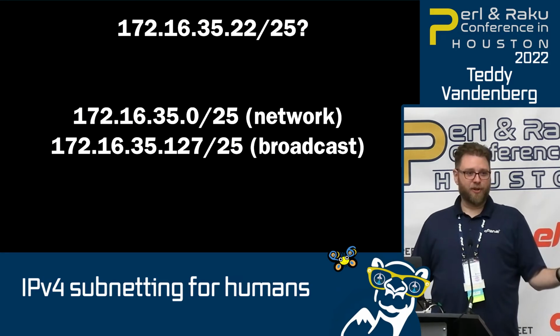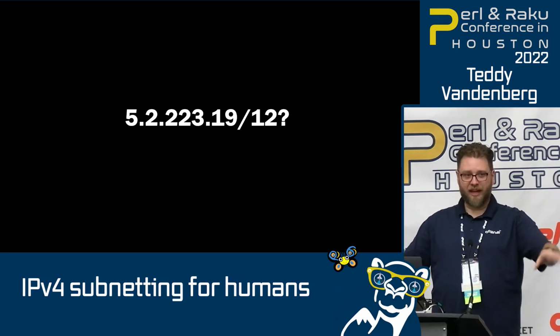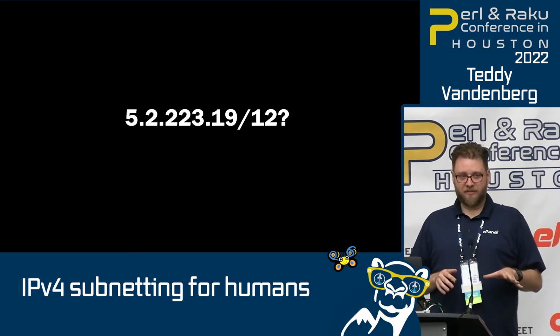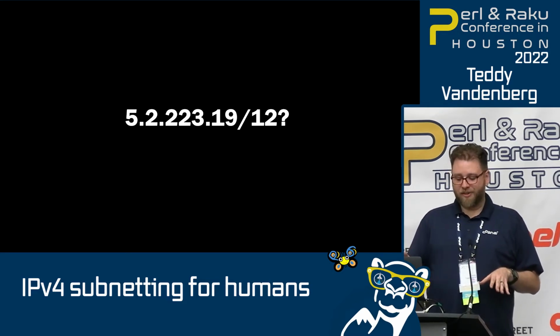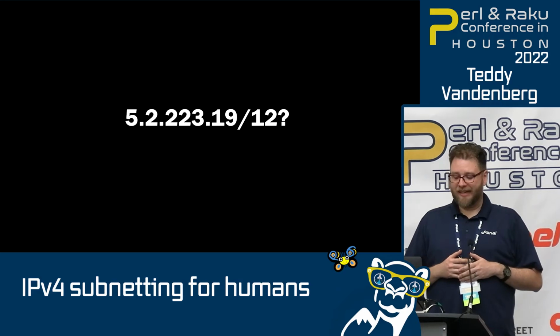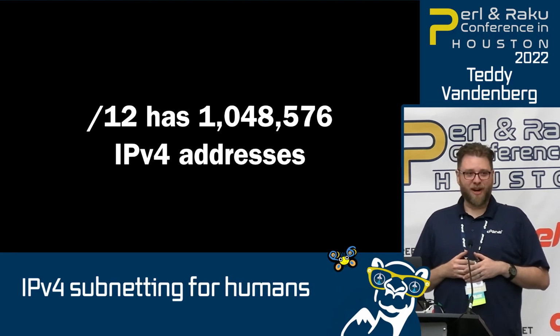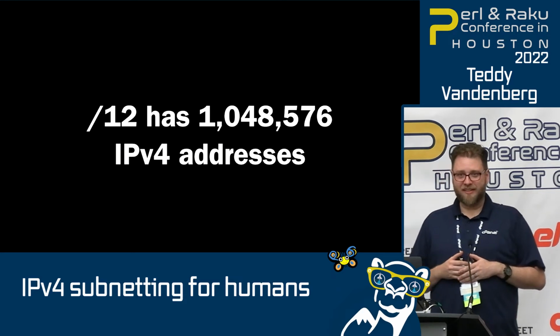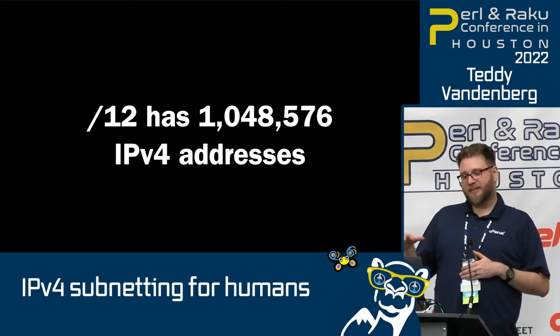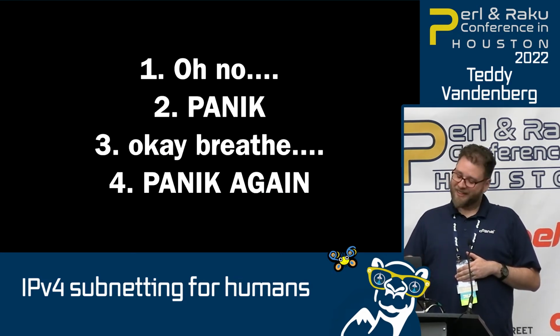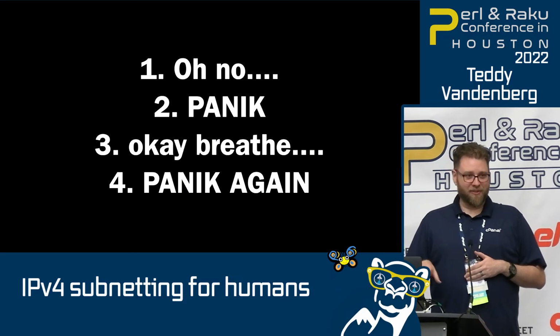That's subnetting for humans. You're all going to deal with that. What if you want a larger subnet? Something way bigger. Where does 5.2.223.19/12 land? Well, we might have some problems now because the /12 has about 1 million and rounding errors IP addresses in it. So calculating this, you can get a little sweaty from time to time.